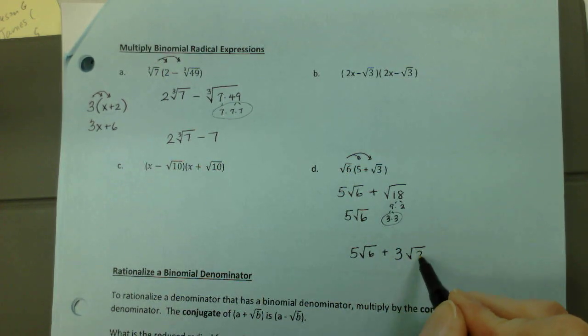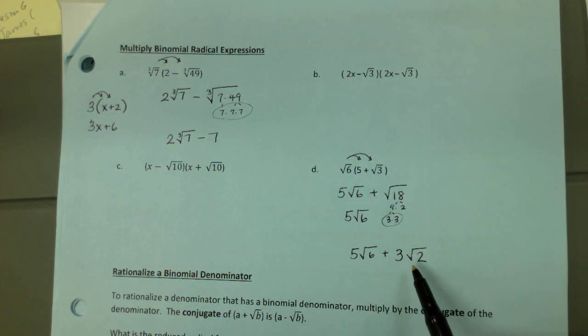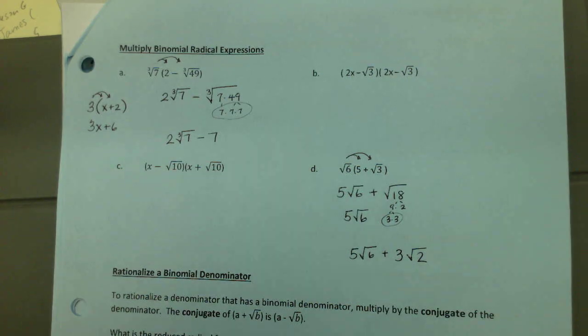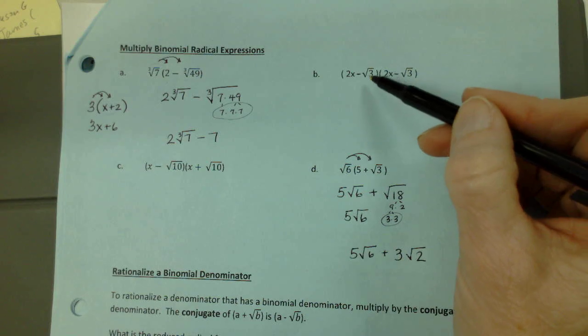And then I'd leave the 2 underneath the radical. And we cannot add these two terms together because they don't have like radicands. So we just leave our answer like that. Okay, now let's go look at example B here.